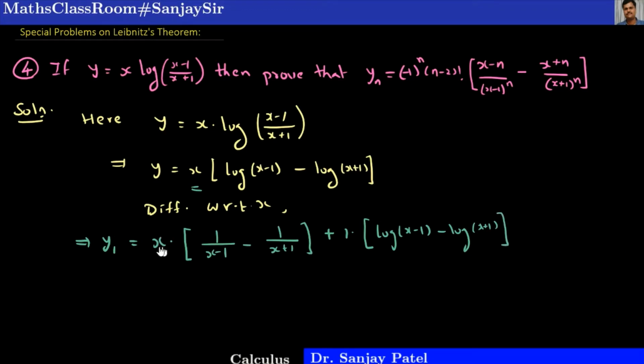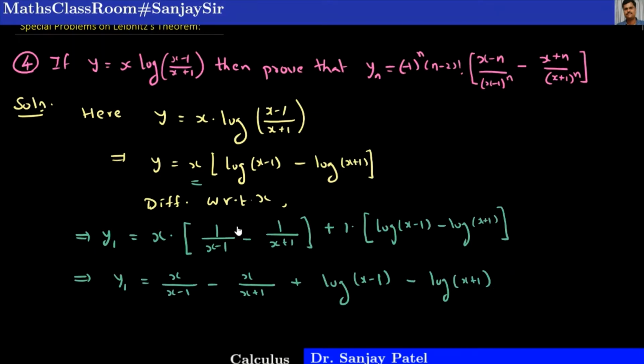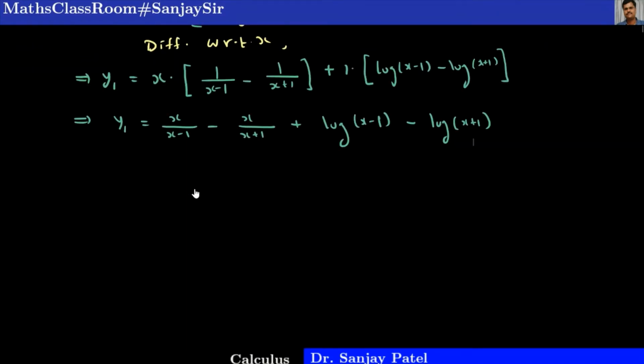Now this I want to simplify further and write it as x upon (x minus 1) minus x upon (x plus 1) plus log of (x minus 1) minus log of (x plus 1). Still, we do not have any formula for this kind of function, so we will again use some simple technique and simplify, and bring it to the standard form for finding the nth derivative.